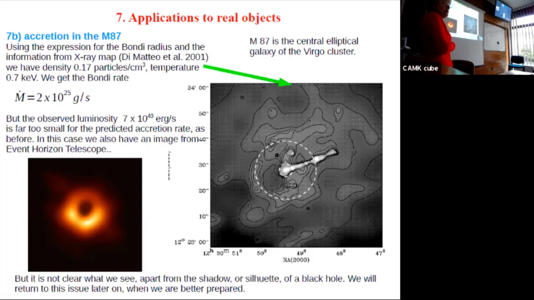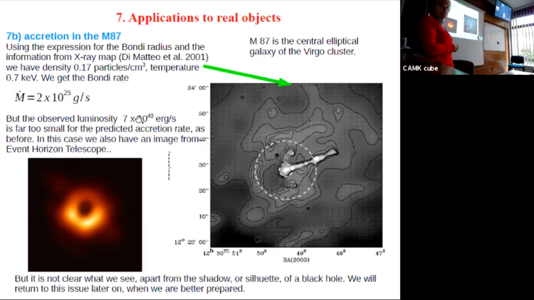So in the case of M87, which is now very famous, we can repeat the same exercise with the Bondi radius. We can calculate the Bondi radius. I don't remember it, I didn't put it here. But we have density and temperature determinations from X-ray maps. And then we can calculate the Bondi accretion rate, which is four orders of magnitude higher than in the case of Sagittarius A*. So the luminosity should be 10^45 or something like that, or even more.